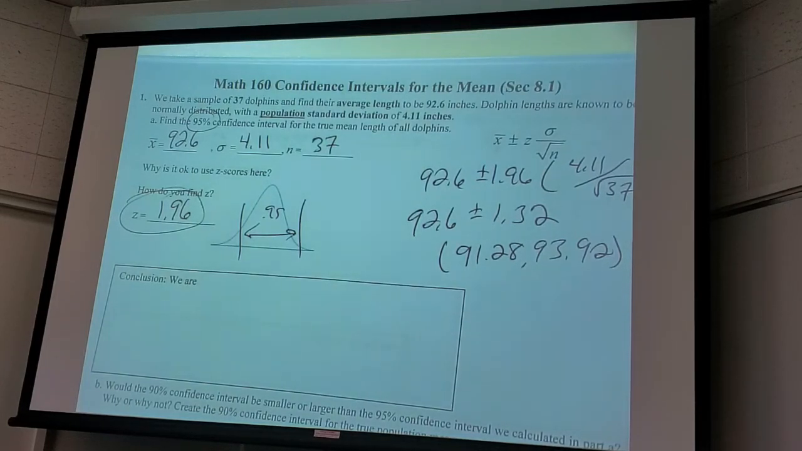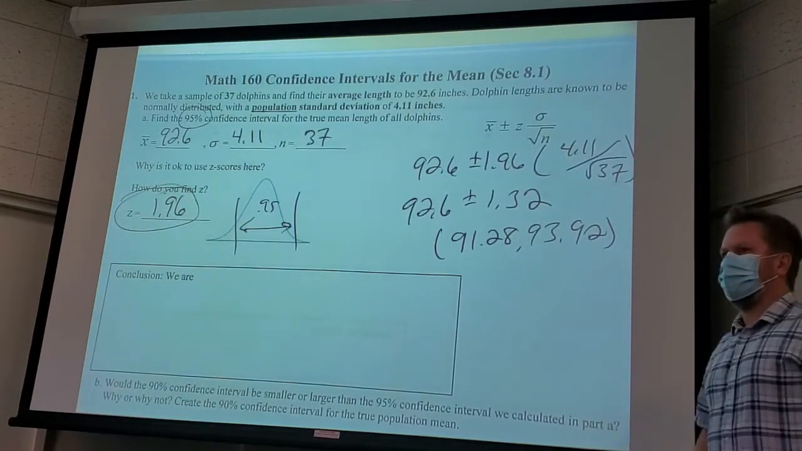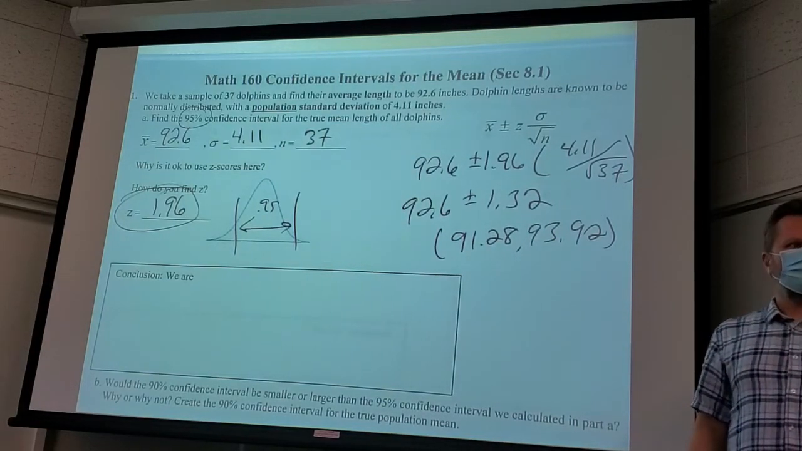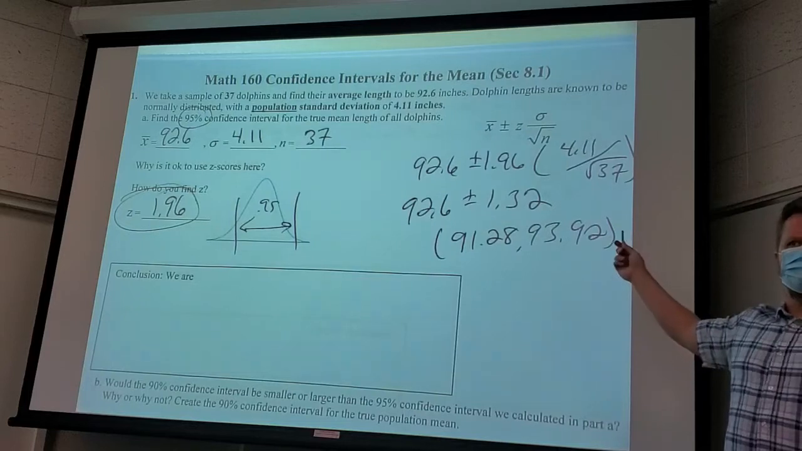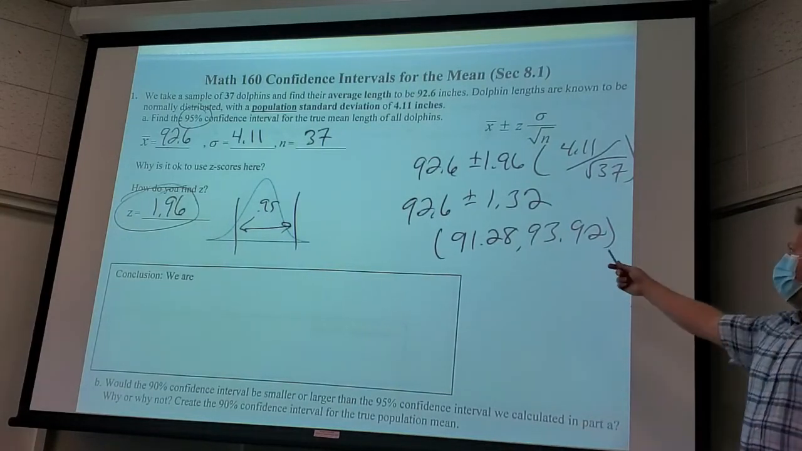Now, the conclusion is something you're going to have to do. If you don't do it, the problem's not done, you lose points. Conclusion is a big old sentence you have to write. But real quick, what if I told you that the average length of dolphins is known to be 93.17 inches long? Do these dolphins look to be different? Not really. Why not? Because that falls within our interval. Yeah, it's within here, right?